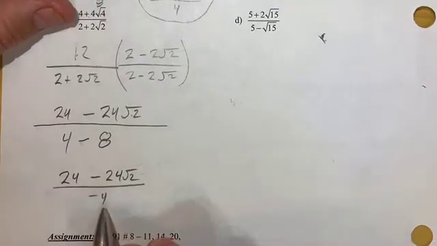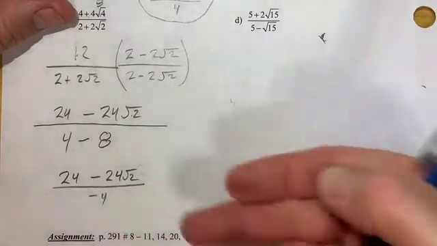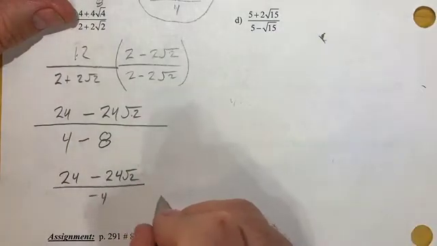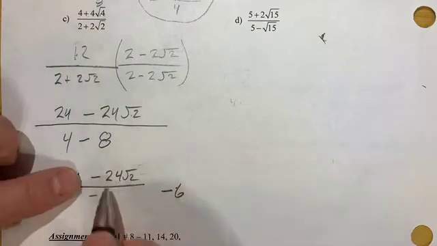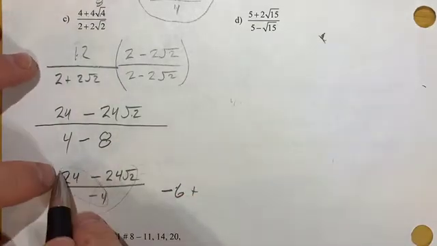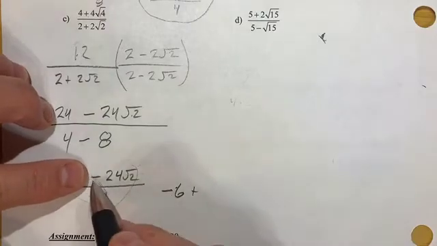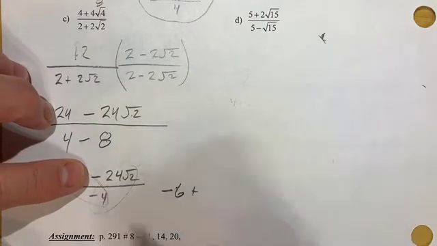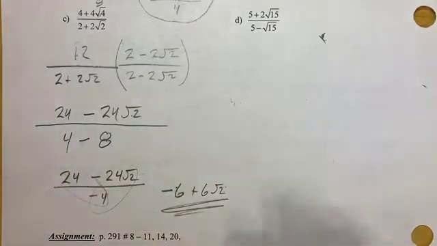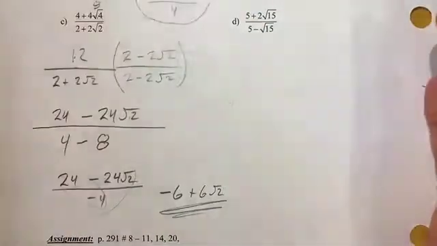Now, if I really wanted to, I could break this up as two different parts. Look. 24 over negative 4, that becomes negative 6. And then this one. Because I can break up a fraction in two different ways like this, I can do that one and then this one. Minus 24 root 2 over minus 4 is plus 6 root 2. That's done. That's about as far as I can go.